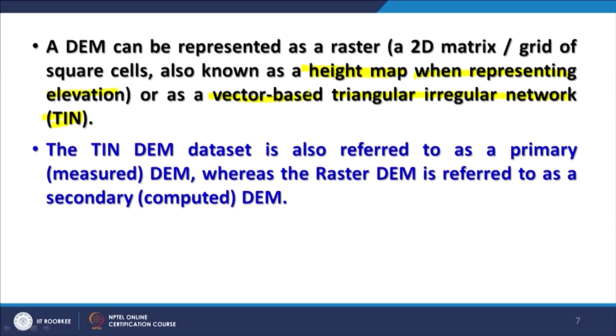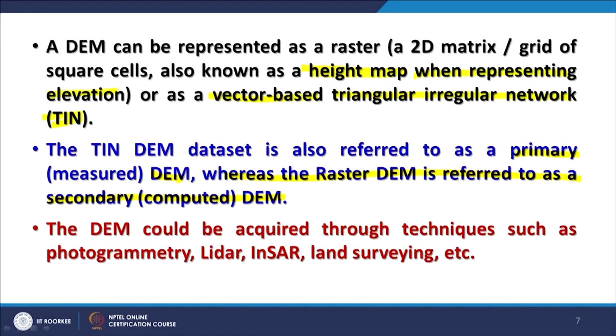And as we have also discussed in detail about TIN, this is primarily a measured DM, whereas the raster DM is referred to as a secondary or computed DM, because we employ either satellite images or photogrammetric techniques, and then estimate the values for each pixel or cell. Here also we sometimes employ interpolation using point data. That is why it is mentioned that TIN is a primary measured surface, whereas your raster DM is the secondary computed DM or surface.